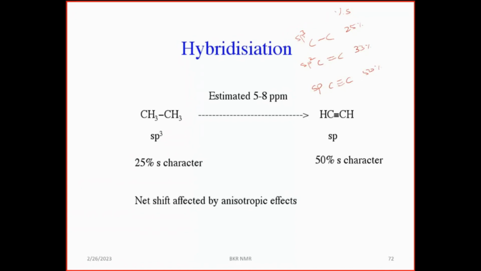What is the role of S character in electron withdrawing nature? As the S character increases, electronegativity also increases. So the electronegativity of the carbon increases, and the electron withdrawing capacity of the carbon increases. So a carbon with more S character will be more electron withdrawing. Suppose I connect a hydrogen here.